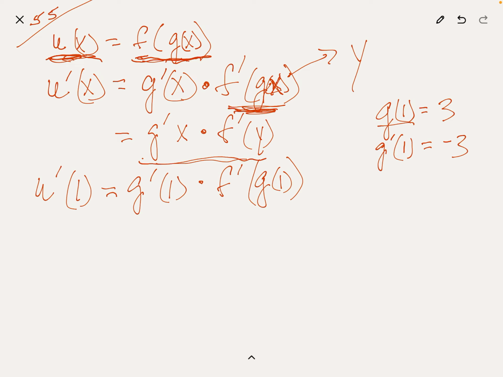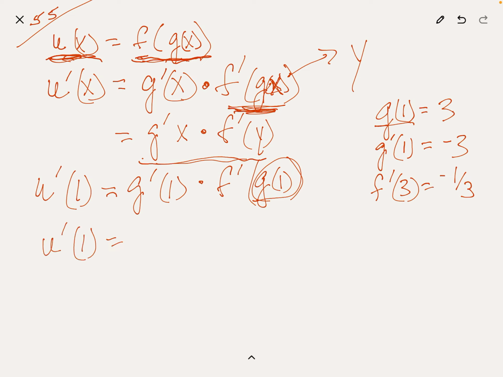And the last thing we need is f prime of g of 1, right? But g of 1 equals 3, so we're just going to get f prime of 3. And when you look at the graph, that's the slope of f at 3, and the slope of f at 3 is negative 1/3.